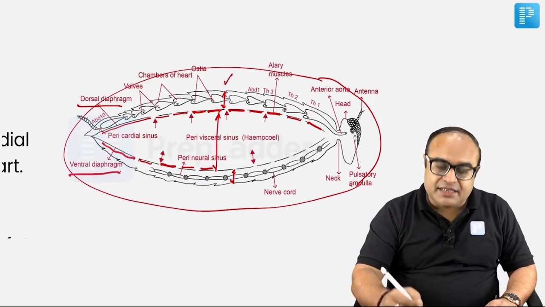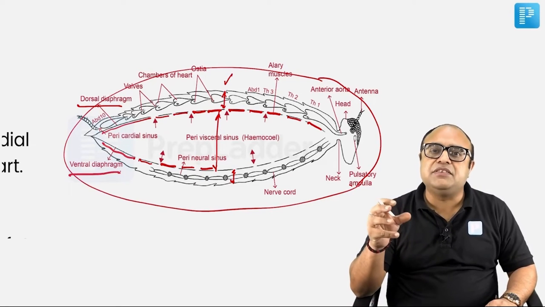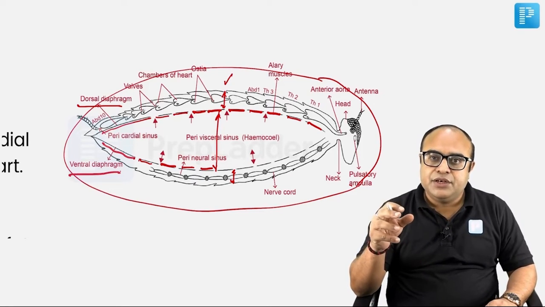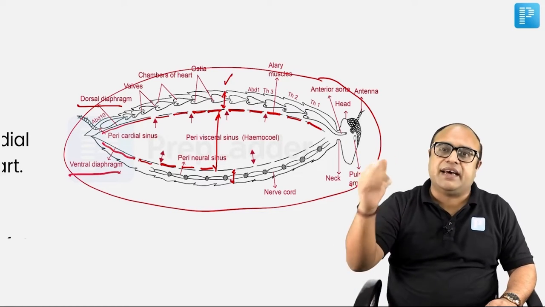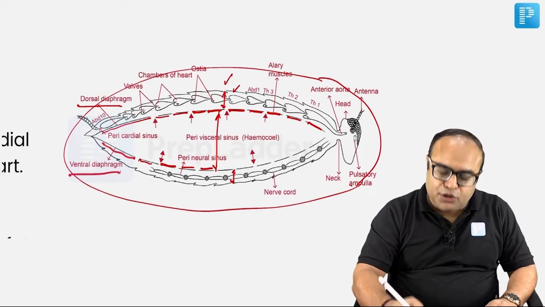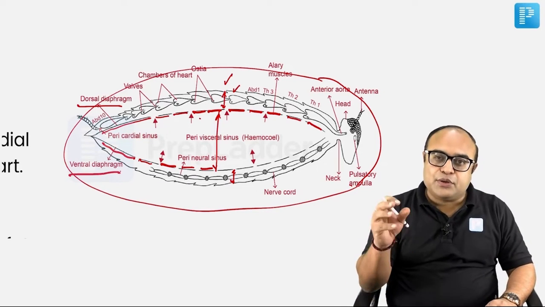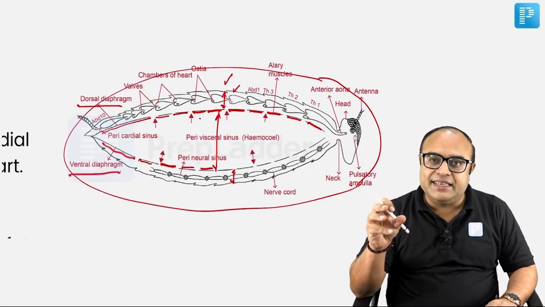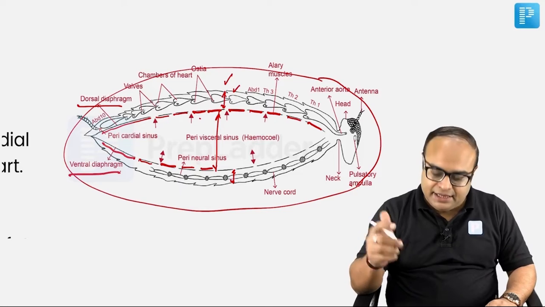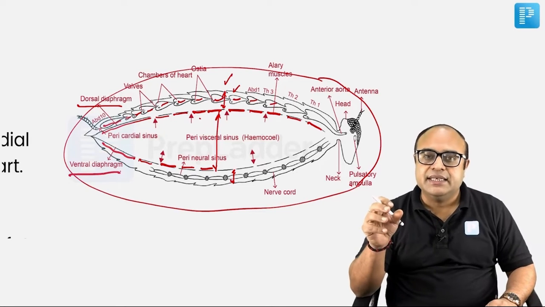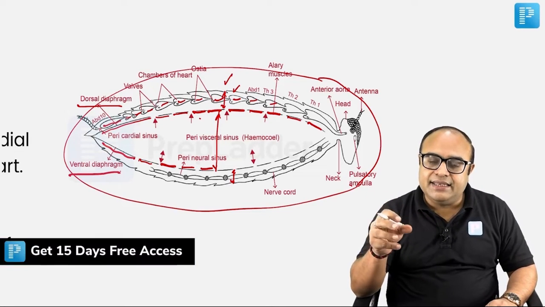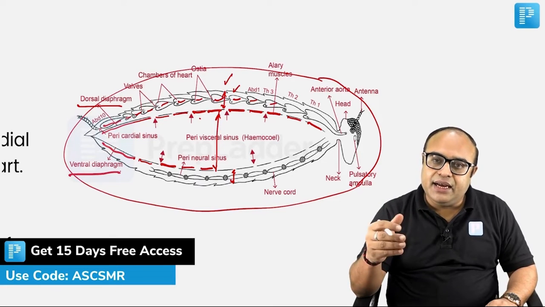So, the upper one is known as the pericardial sinus. Sinus means blood filled space. This portion is dorsal to the dorsal diaphragm, and this particular coelomic cavity is known as the pericardial sinus. Why the name? These are the 13 chambered heart of the cockroach. These small triangular projections make the 13 chambers in the heart, and hence the name pericardial sinus.